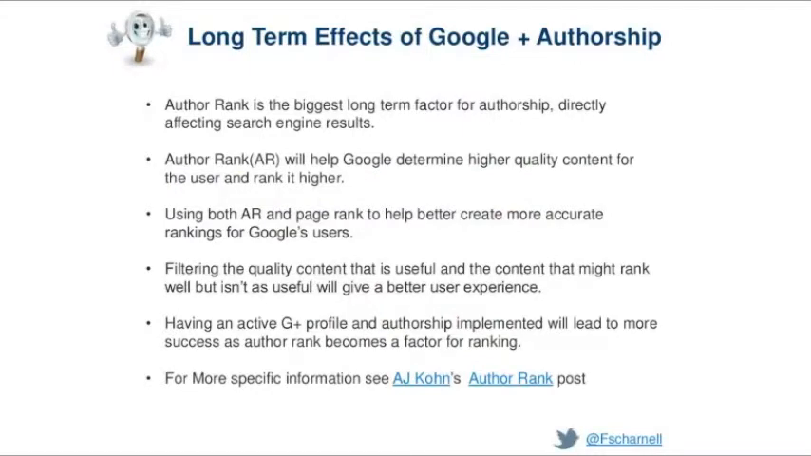Long-term effects of authorship. This is something that Google's been working on for probably a little over a year now, and it's called Author Rank. It's going to be a very big factor which will directly affect some rankings in the search engine. Author Rank will help to determine what high quality content is, and this will be determined by the author and the interactions with their content. It's something that will work hand in hand with PageRank and the authority of the website on which it's posted. If you have a good author rank and you have a good PageRank, you're likely to have things rank higher. And this is all futuristically speaking.